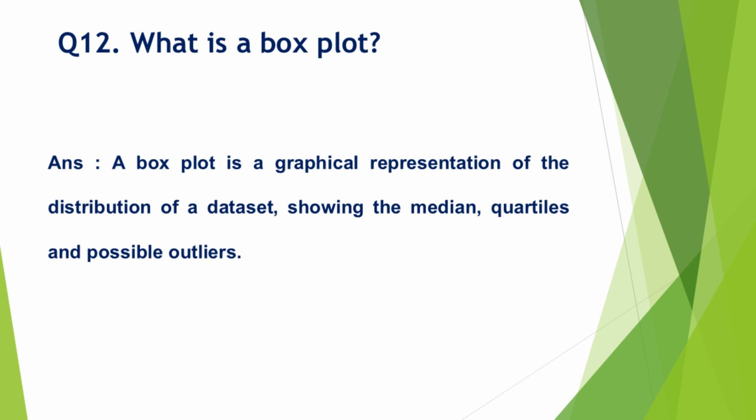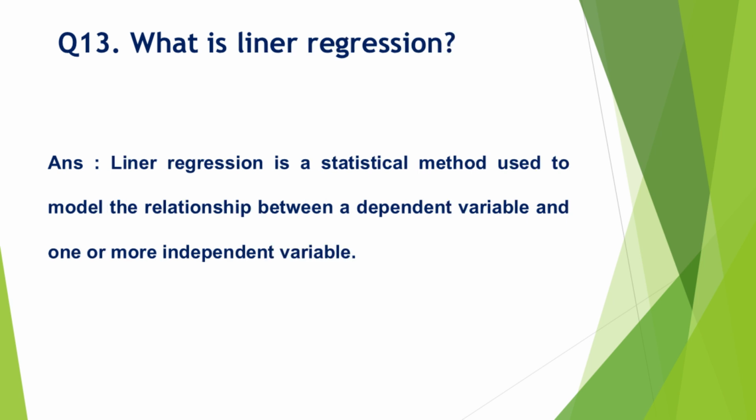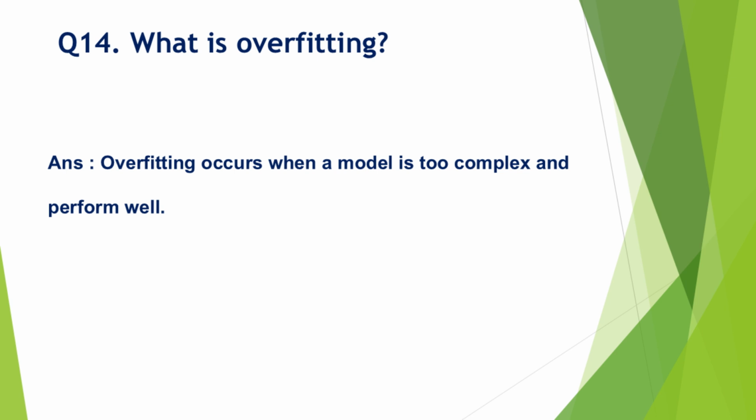What is a box plot? A box plot is a graphical representation of the distribution of a dataset, showing the median, quartiles, and possible outliers. What is linear regression? Linear regression is a statistical method used to model the relationship between a dependent variable and one or more independent variables. What is overfitting? Overfitting occurs when a model is too complex and performs well.